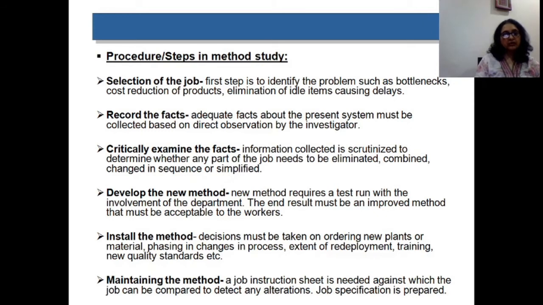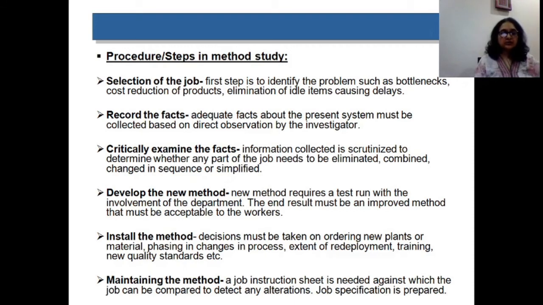So based on the direct observation of the investigator. So direct observation by the investigator helps to eliminate any kind of bias, right? So before discarding the present system, all the facts about how the present system runs, so information regarding this should be collected.